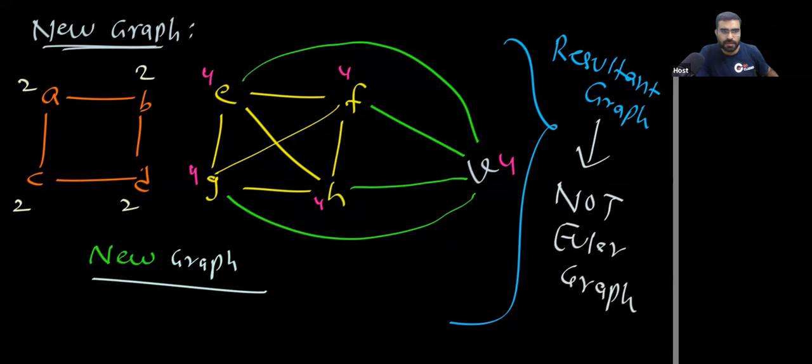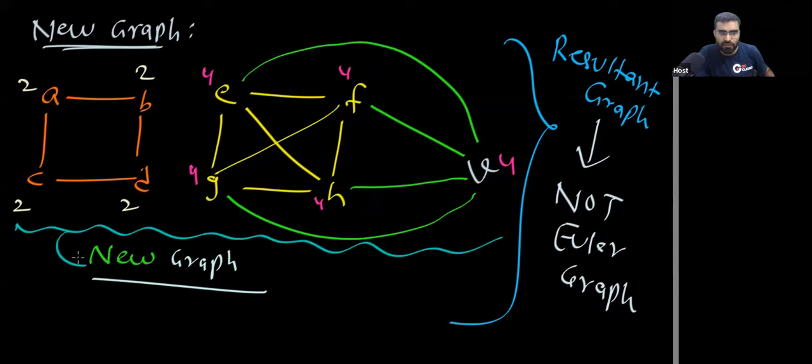Tell me, for example, can you start at some point, visit every edge exactly once, and then come back to the same point? Is it possible? That is not possible.